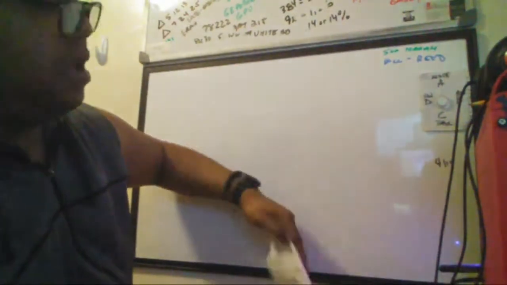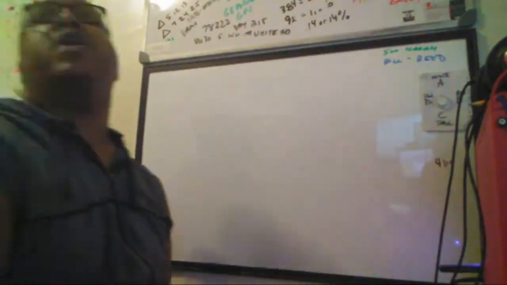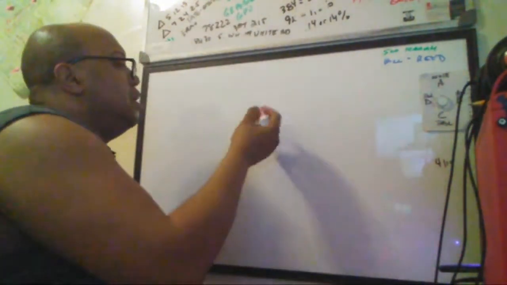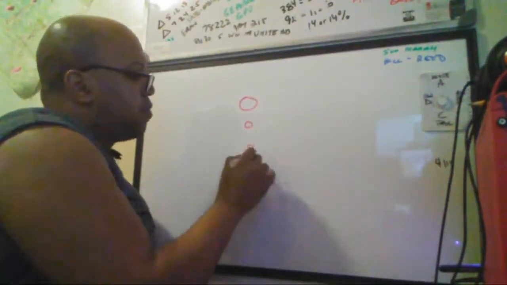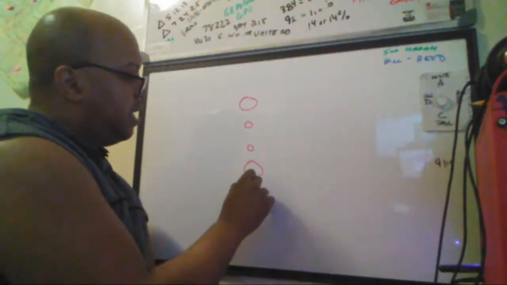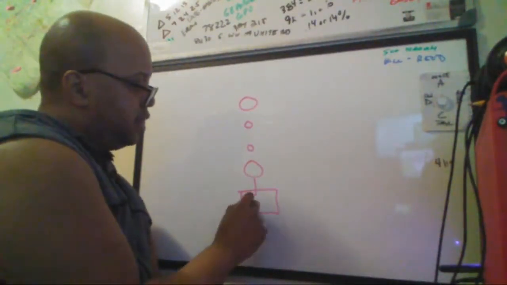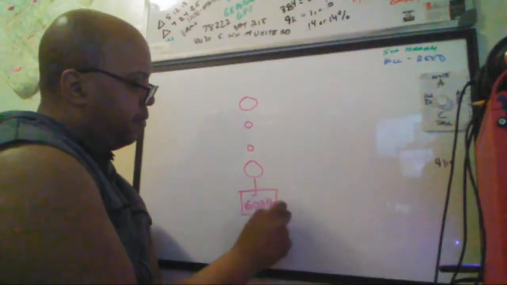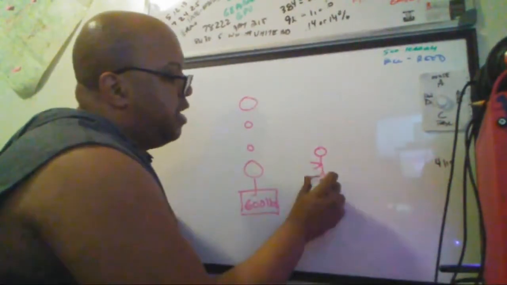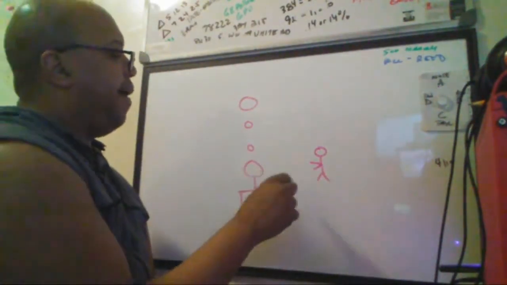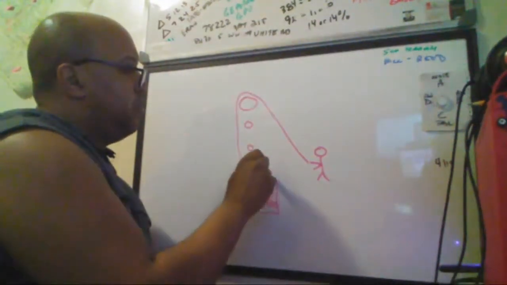But in the meantime, I will dive into a couple situations that you could run into on your test. The first one is the pulley system. Let's say in this particular pulley system, we have a 600-pound weight. And maybe this is you standing on the side here, and you're pulling a rope or a chain, and it is going through the pulley system.